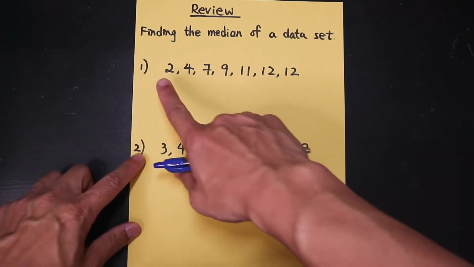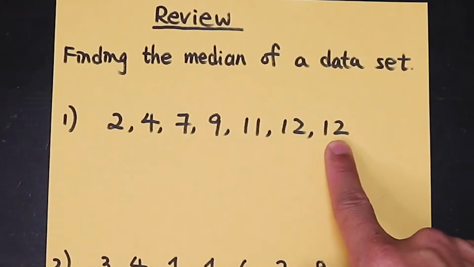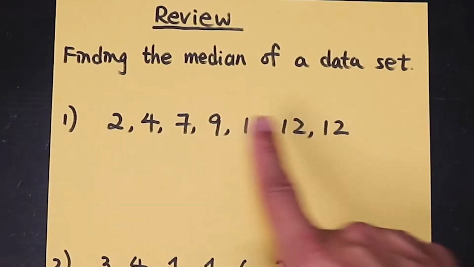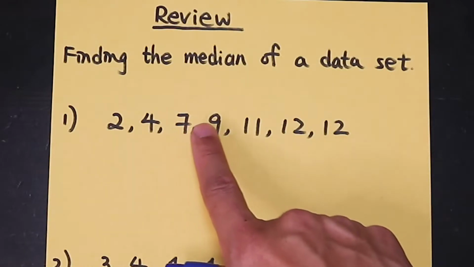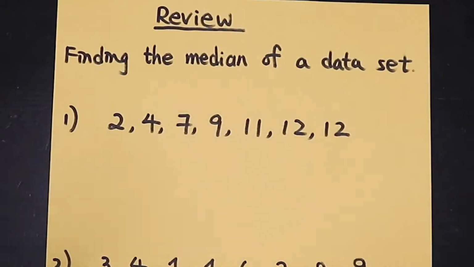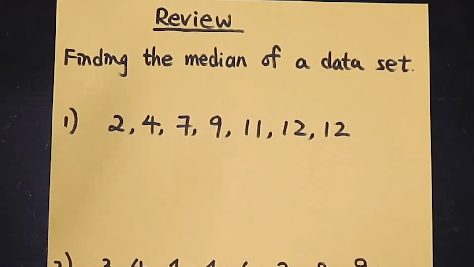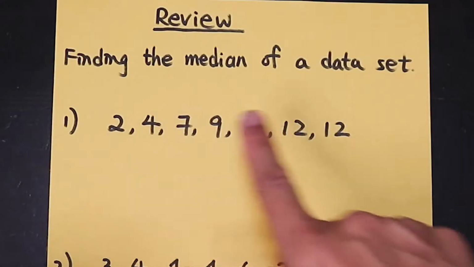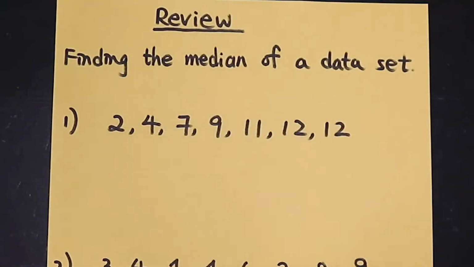So in example 1, I see that there are 7 numbers. Let's say these are the ages of 7 children in a family: 2 years old, 4 years old, 7 years old, 9, 11, 12, and 12. If I were to find the median age of these 7 children, all we have to do is look for the middle number. If there are a lot of numbers in the data set, it is best to cross out one number on the left and one number on the right to find your way to the middle.